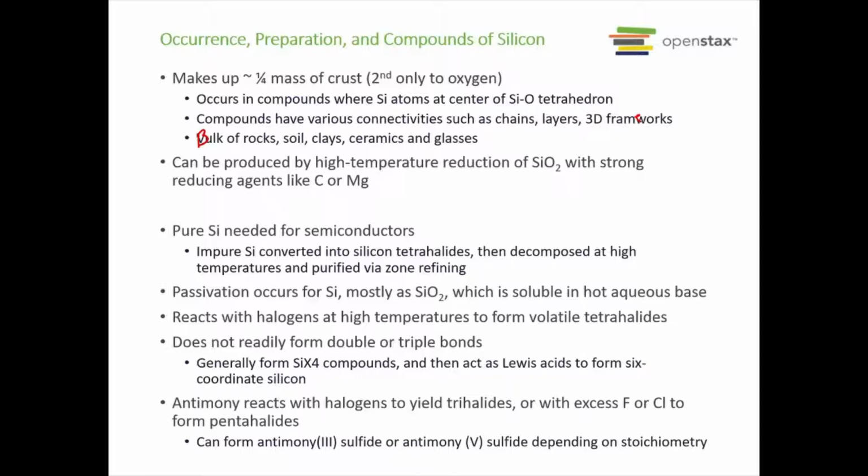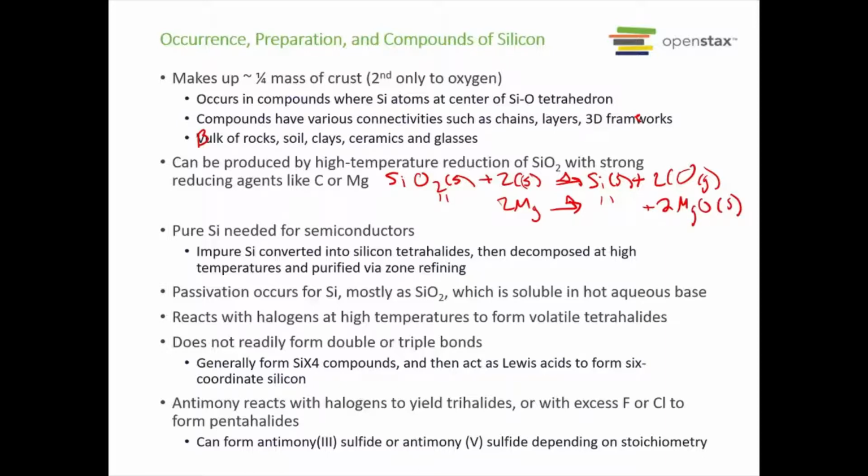We can make it by reducing silicon dioxide at high temperatures with a strong reducing agent like carbon or magnesium. So we can take our silicon dioxide, which is sand, give it some carbon and some heat, and we get silicon and carbon monoxide. We can also do this instead with magnesium, and we get silicon, but this time we get magnesium oxide. So pure silicon is very important for semiconductors. When it's impure, we can convert it into silicon tetrahalides and then decompose it at high temperatures and then purify it.